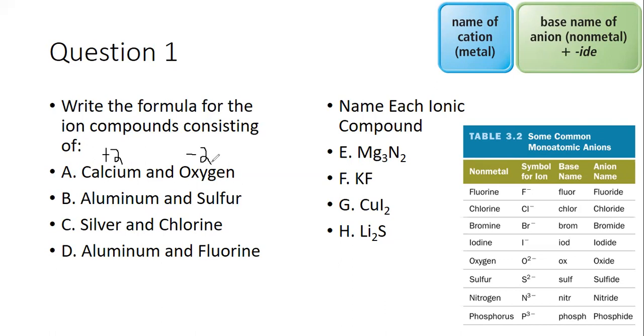Now, we talked about this last week, but when forming an ionic compound, you have to make sure your cation and your anion, when combined, make a neutral compound. For calcium and oxygen, it's easy. Calcium's +2, oxygen's -2. You combine those two together in a 1-to-1 ratio, and the charges equal 0. So the formula here is just CaO.